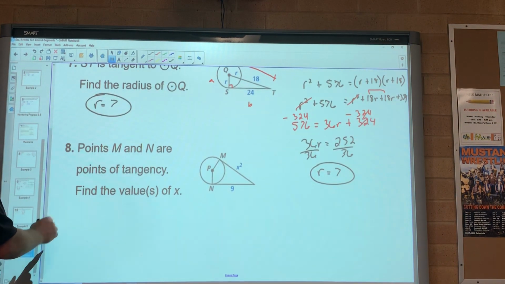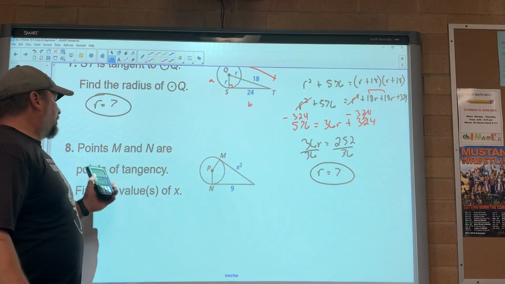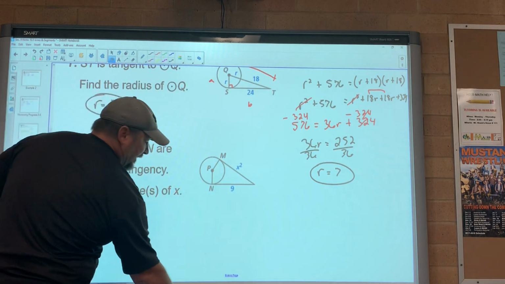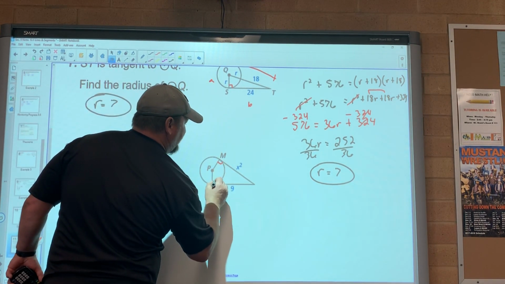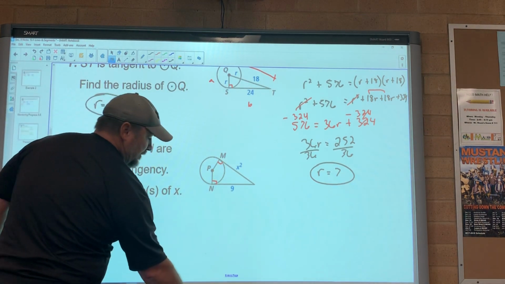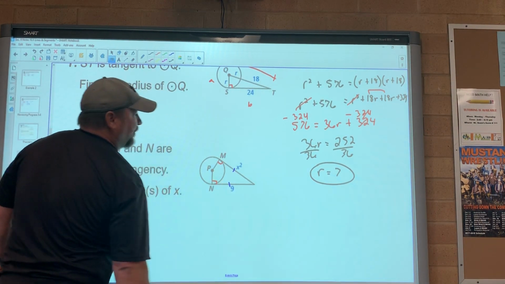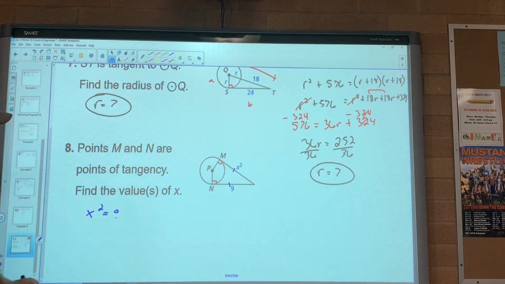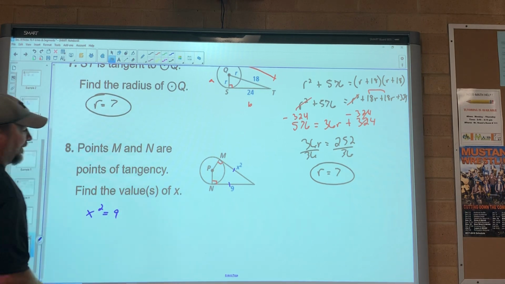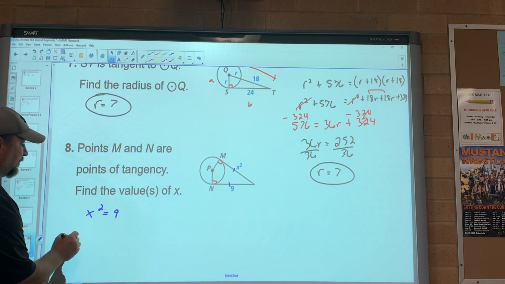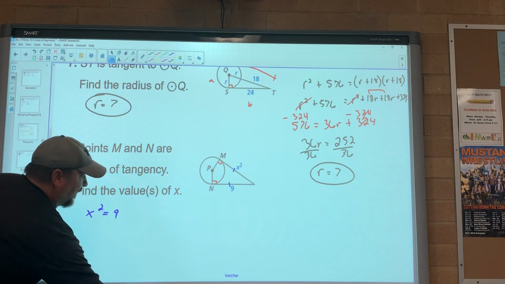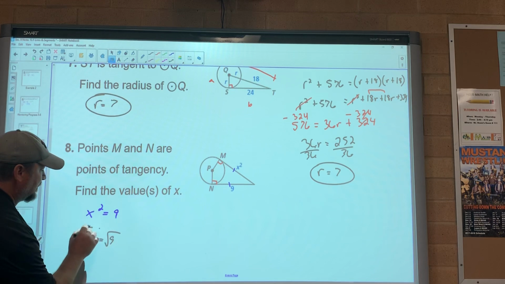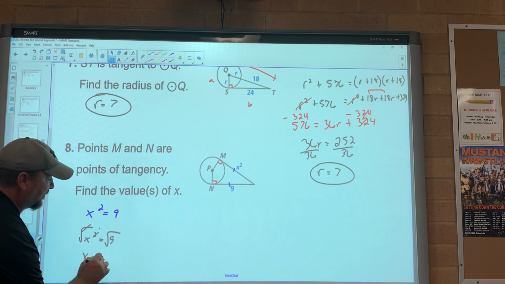And our last problem is: point M and point N are points of tangency. So we know that's a tangent, that's a tangent. Well, if those are tangents, then we have a 90 and we have a 90, and then we have congruent and congruent. Well, then we would set up x squared equals 9. If you remember, how do you get rid of a square? You square root it. So you see what we're doing. Cancel, cancel, cancel. X will equal, now remember, it's plus or minus.